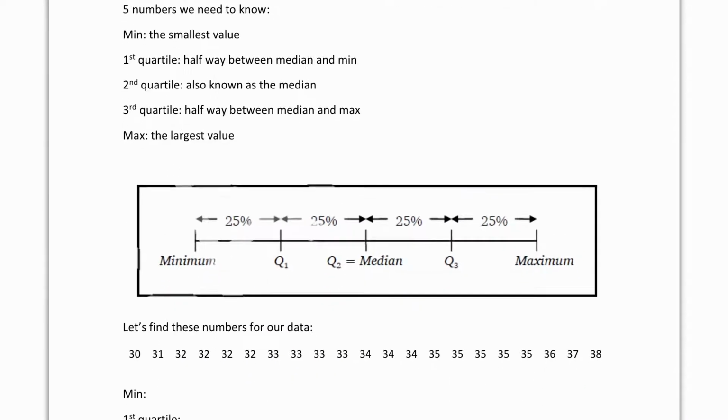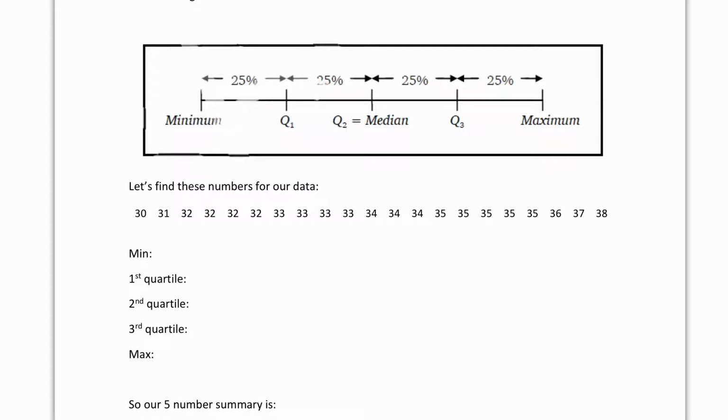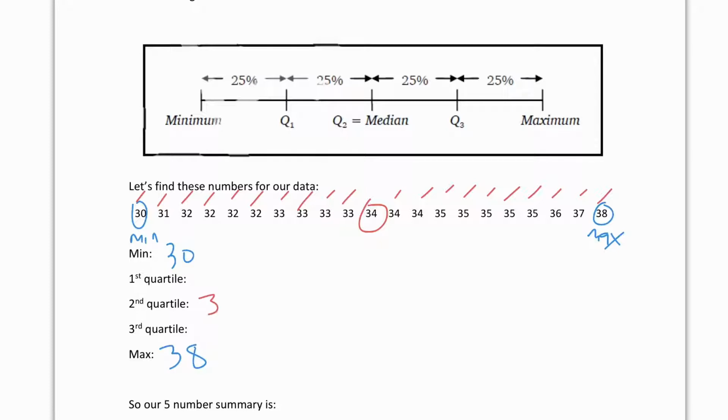Let's go ahead and see if we can do that with our data. So we found, of course, the minimum right here. So this is our min. We've got our max over here at 38. We found the middle was 34. Let's just go ahead and do that again. So we could cross here, here, here, and so on until we get to our middle data. So this right here is our second quartile.